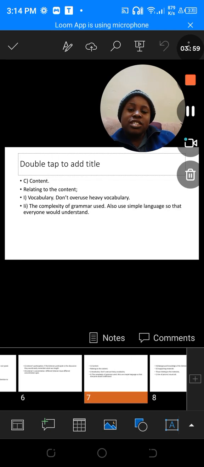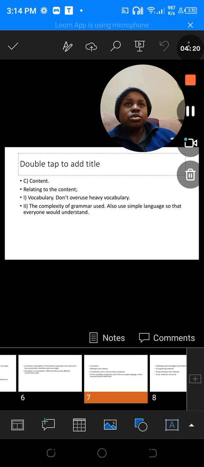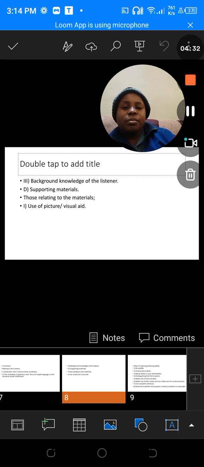So, on the content, the vocabulary, as I was explaining, don't overuse heavy vocabulary. It's not all the time that the audience you're talking to is very educated, or let me say literate. When you use heavy vocabulary, some will miss out on some information. Another thing is the complexity of the grammar used. Just use simple English or a simple language that is easily understood by everyone.